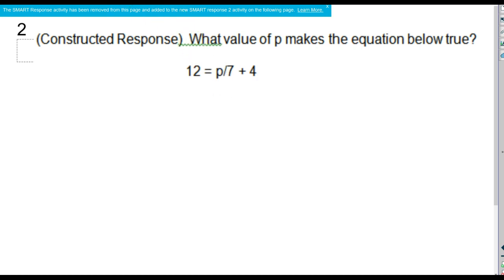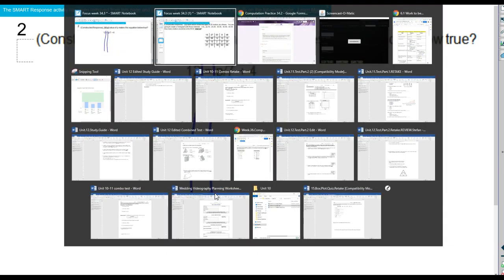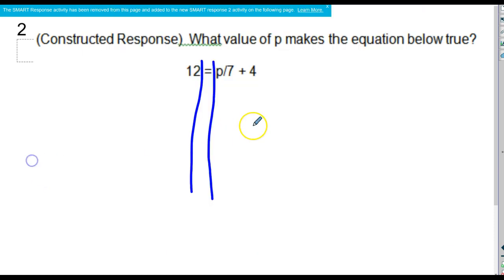I'm going to start off the same way I did with the inequality. I'm going to put these little bars to separate our right and left sides. All right, I have P over here, and I want to get that P alone. I'm going to use opposite PEMDAS order one more time. So writing this out, PEMDAS.